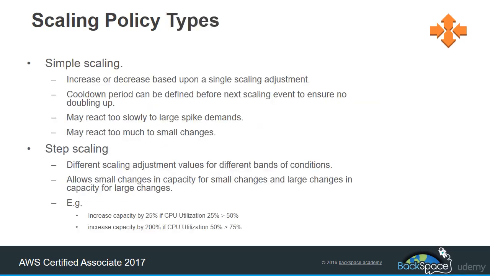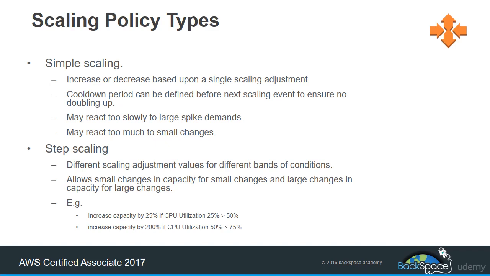The scaling policy types available to us include simple scaling and step scaling. Simple scaling allows us to increase or decrease the number of EC2 instances in our auto scaling group based upon a single scaling adjustment. A cooldown period can be defined before the next scaling event kicks in, to ensure that there is no doubling up on our scaling events. The problem with simple scaling is that it may be too slow to react to large spike demands, and it may react too much to small changes.